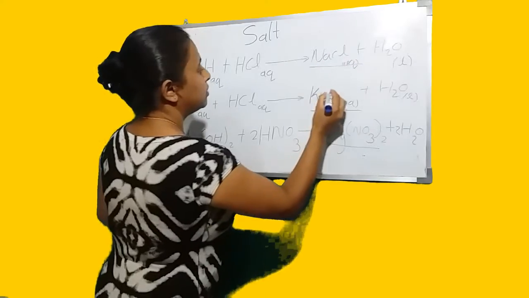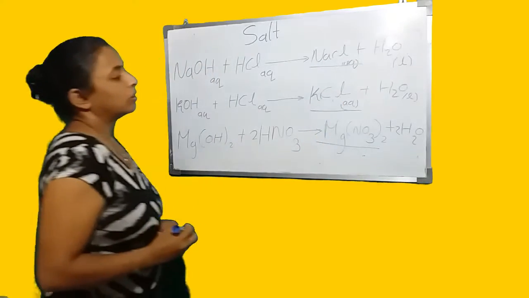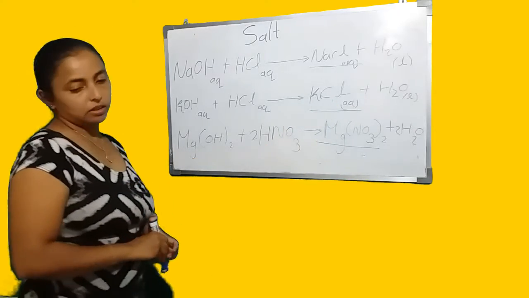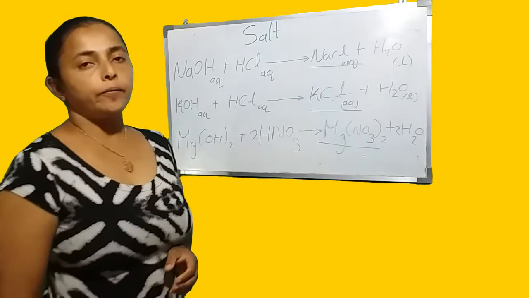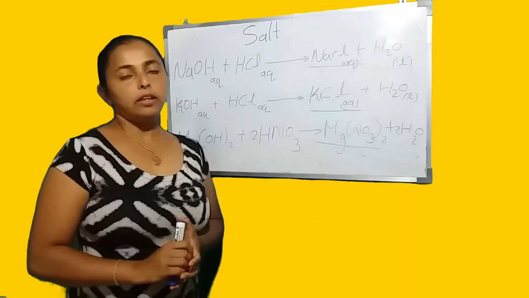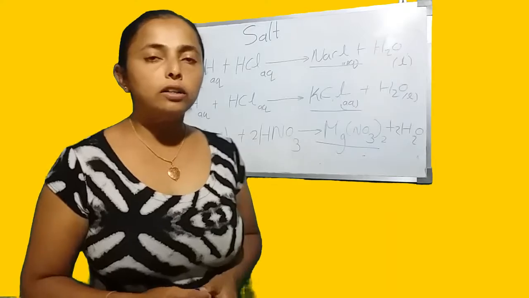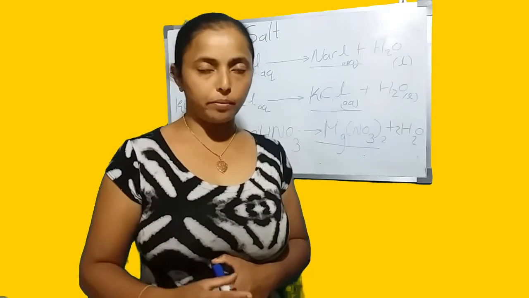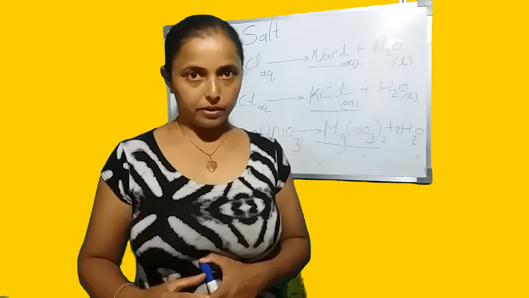Structure here, magnesium, potassium chloride. Right. Here are the salts. Then salt shows acidic property, basic property or neutral property.